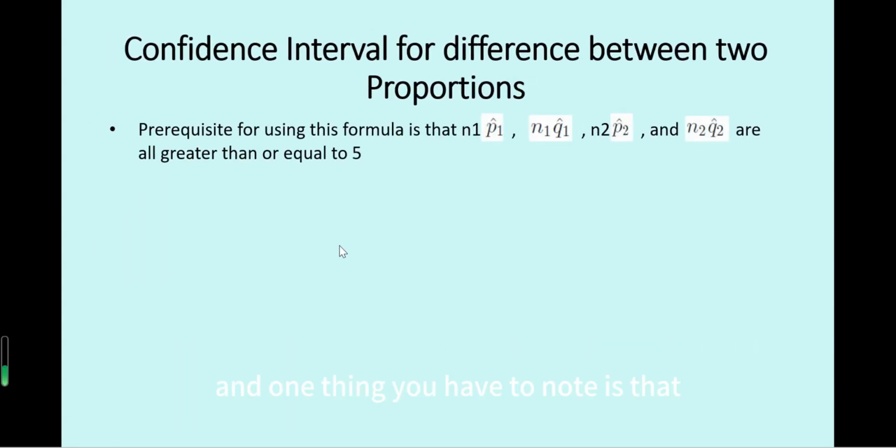And one thing you have to note is that the prerequisite for using this formula is a large sample. This means N1 P1 hat, N1 Q1 hat, N2 P2 hat and N2 Q2 hat must all be greater than or equal to 5 before we can use this formula, where Q1 and Q2 equal 1 minus P1 and 1 minus P2 here.